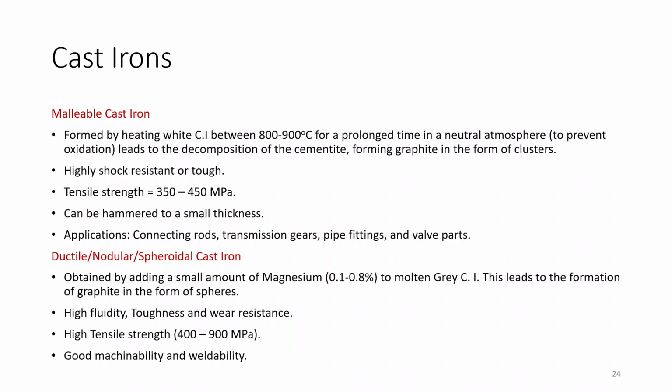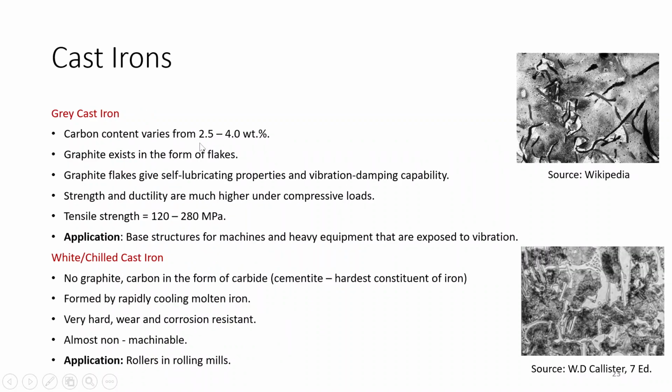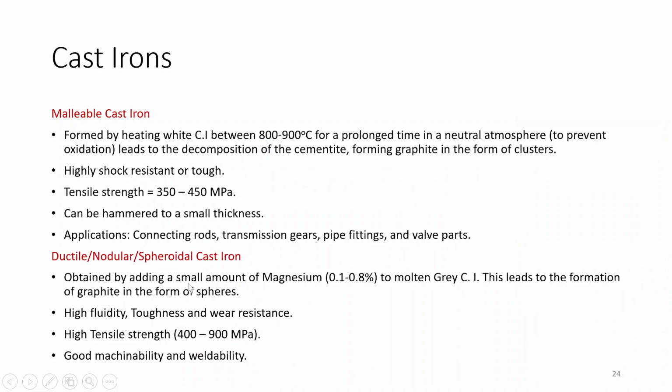Next is malleable cast iron. In this case, it is formed by heating white cast iron. So white cast iron we took from here, and we are just providing some heat treatment. We are heating it between 800 to 900 degrees Celsius for a prolonged time in a neutral atmosphere. So there is neither a reducing nor an oxidizing atmosphere, but a neutral one to prevent oxidation, and it leads to the decomposition of cementite, forming graphite in the form of clusters.